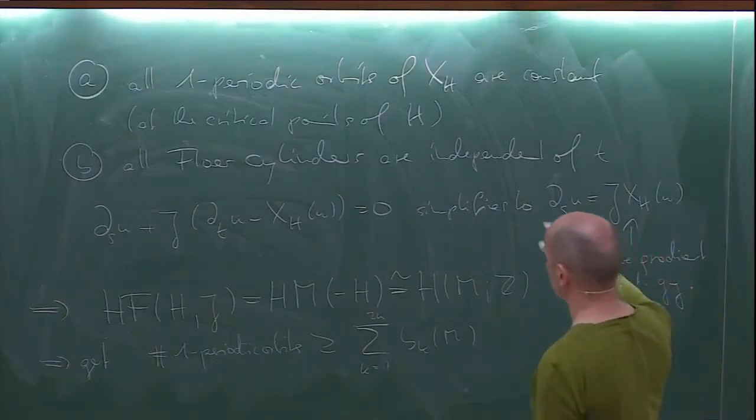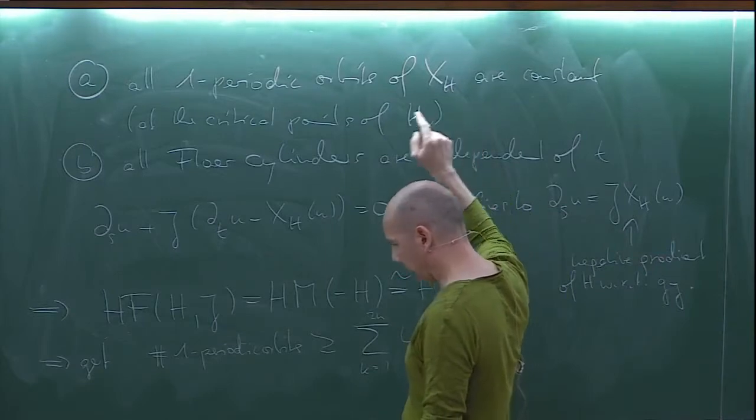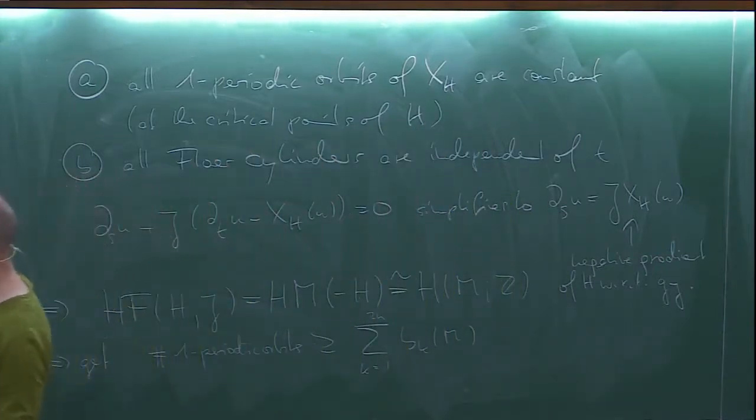So A is actually not so hard. The reason is that, let's take H to be just time independent. Forget about C2 small, just time independent. So it's a function, and it's a Morse function because the fixed points are assumed to be non-degenerate. So in particular, it's a Morse function, and I know that these critical points are isolated also as one-periodic orbits. So I can find small neighborhoods of the critical points where there are no other one-periodic orbits.